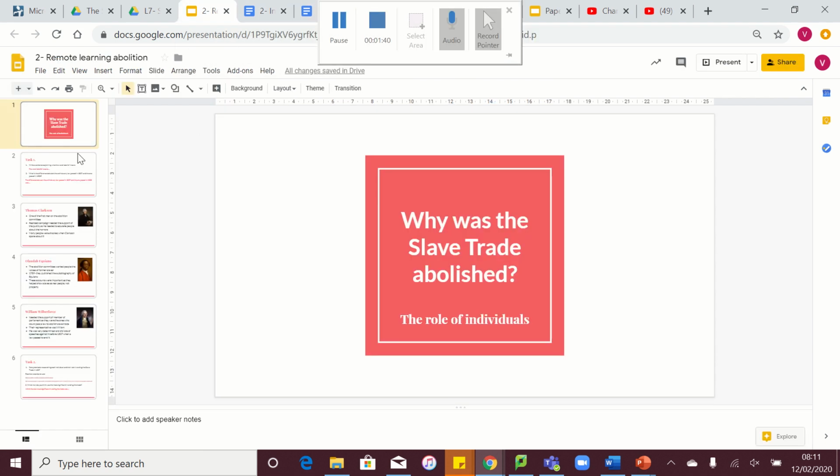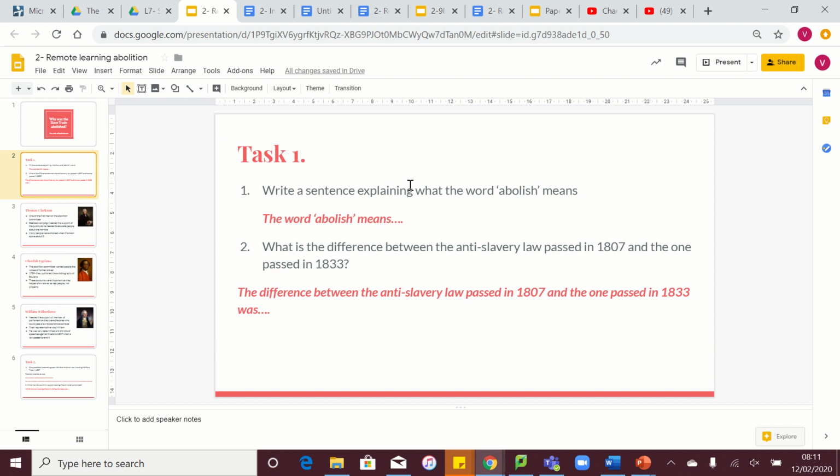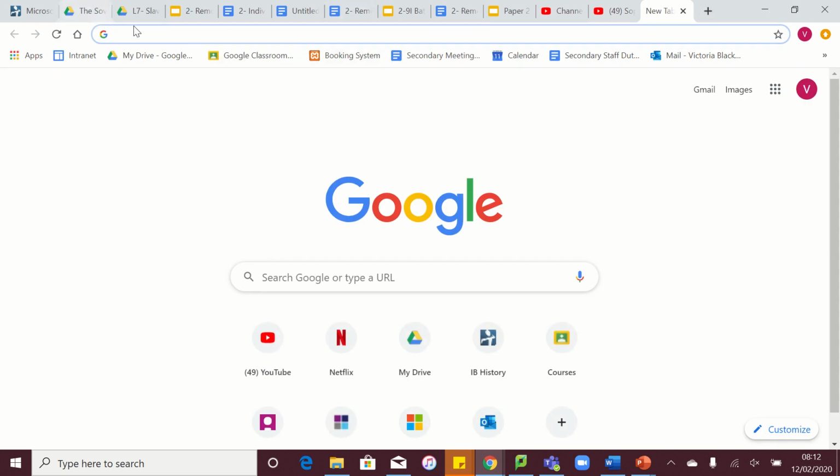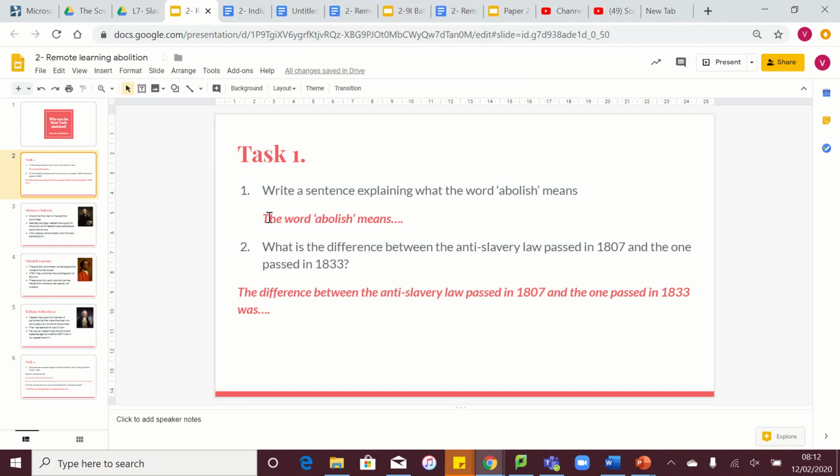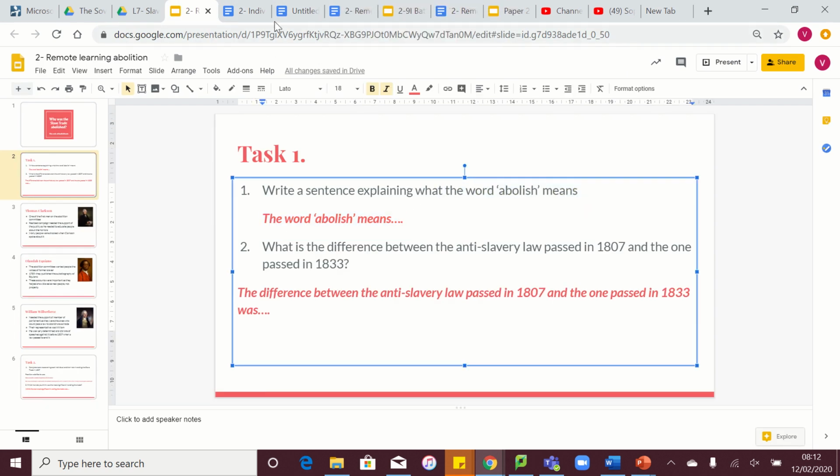So, go back for task 1 on the slide. Task 1, I would like you to write a sentence explaining what the word abolish means. So, you're going to have to search for this yourself. Find a definition, look in a dictionary, and it will be there. As a sentence starter, the word abolish means, write that out in your Google Docs.